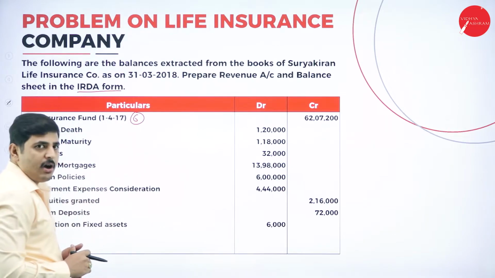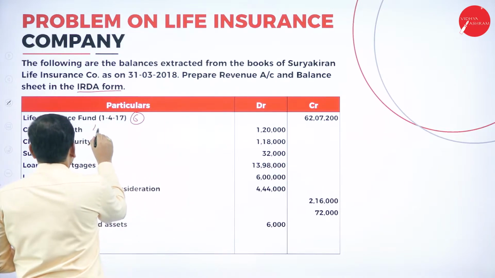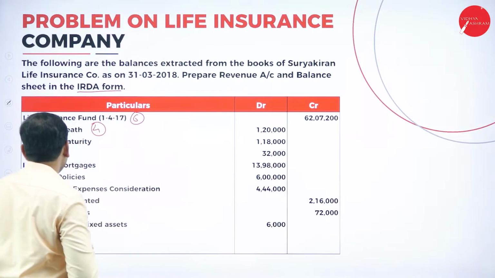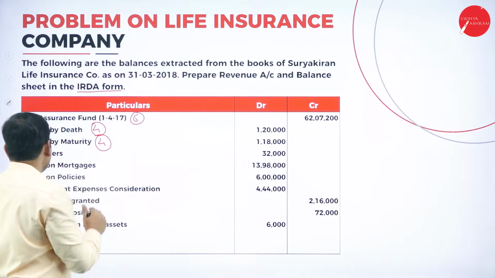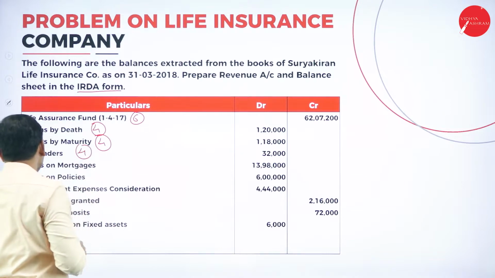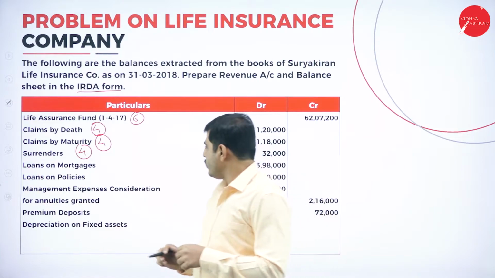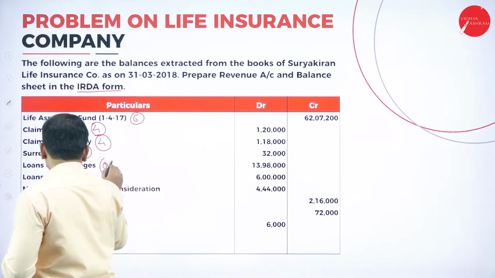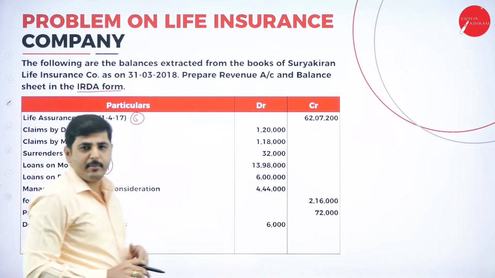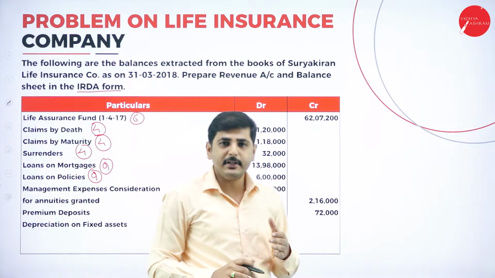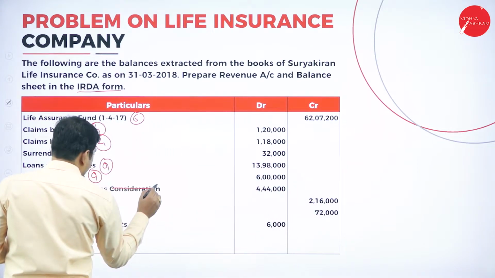Next one, claims. All claims, schedule number 4, benefits paid. Claims by maturity, schedule number 4, benefits paid. Surrender, schedule number 4, benefits paid. Loans on mortgage, where do loans appear? Schedule number 9. Loans on policy, schedule number 9. Management expenses, where do management expenses come? They come in operating expenses, schedule number 3.